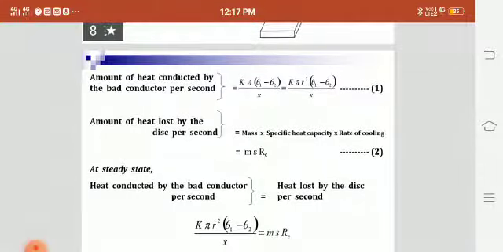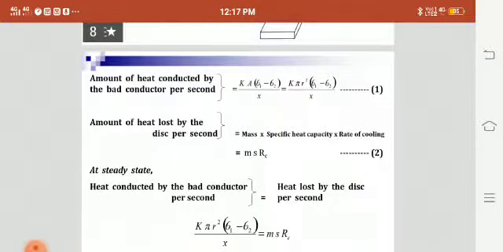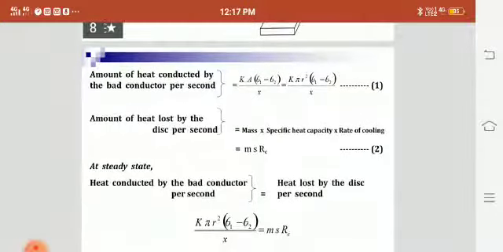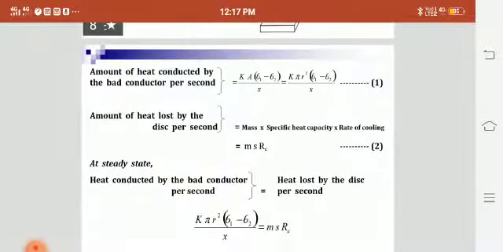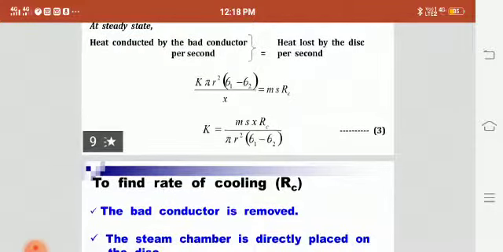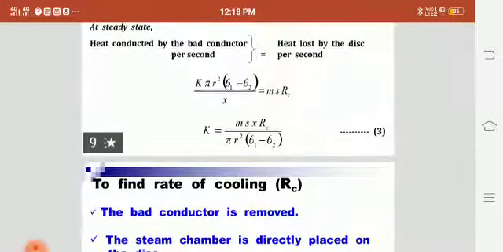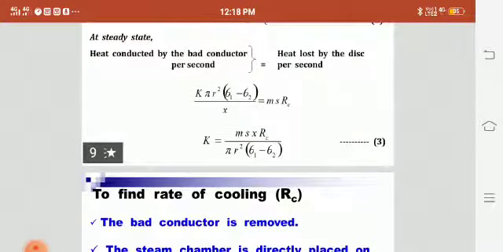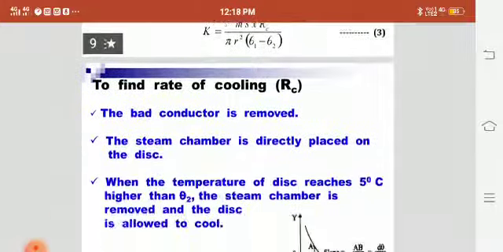At steady state, that is equilibrium state, heat conducted by the bad conductor per second is equal to heat lost by the disc per second. That is, equation number 1 is equal to equation number 2, that is K into pi r squared theta 1 minus theta 2 divided by x is equal to m into s into RC. That is, K is equal to m s x RC divided by pi r squared into theta 1 minus theta 2. Here in this equation number 3, we do not know what is RC, that is rate of cooling. For that we have to calculate RC.